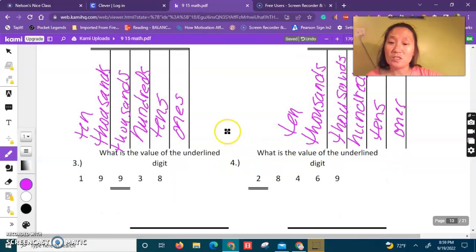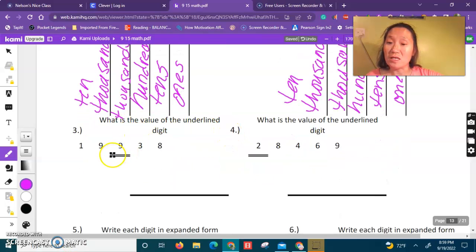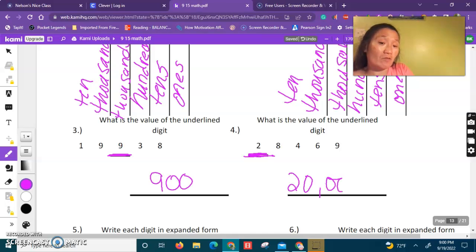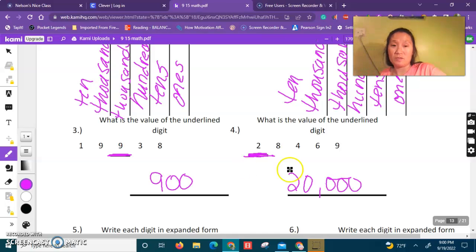Alright, moving on. So again, what's the value of the underlined digit? This digit right here happens to be sitting in the hundreds, so that 9 is worth 900. This digit right here is sitting in the 10,000s. So 2 times 10,000 is 20,000. That's how much it's worth. Okay, there should be a comma right there. Should be a comma right here.